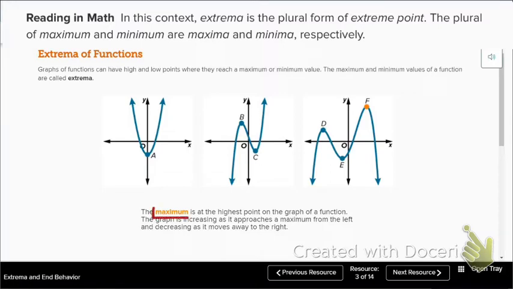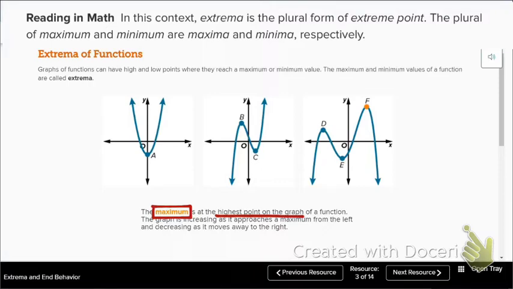Maximums. Maximums are the absolute highest point on the graph. When I look at these three graphs, only one of them has a maximum. What do you notice at the top of this graph? Right here. It keeps going.